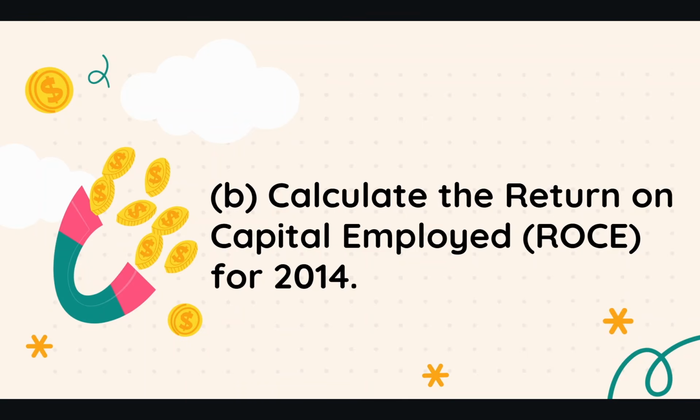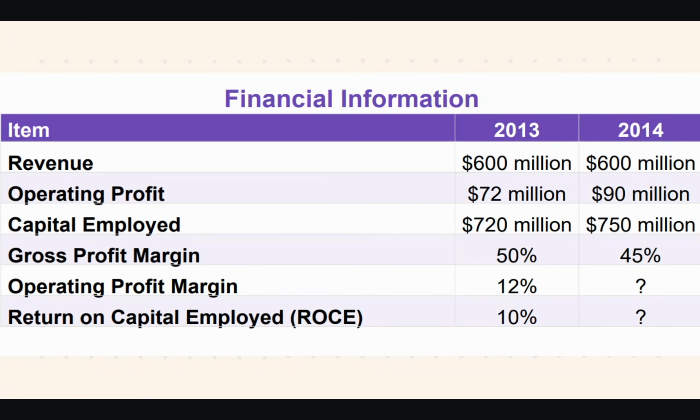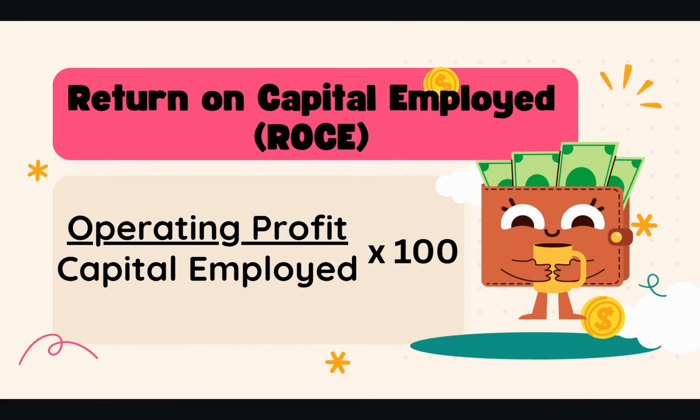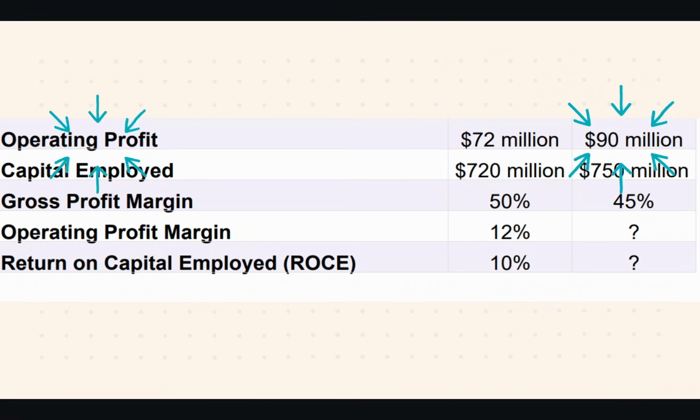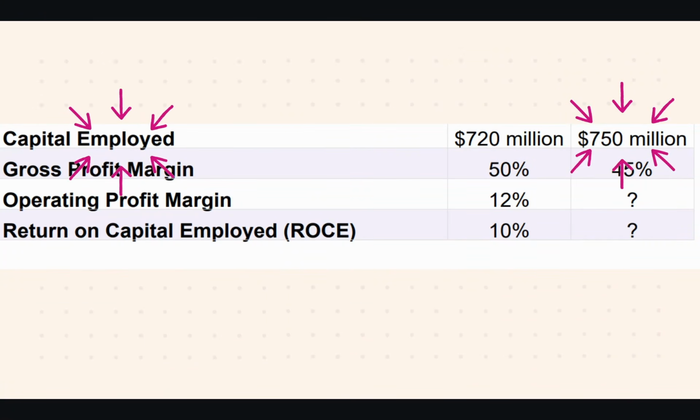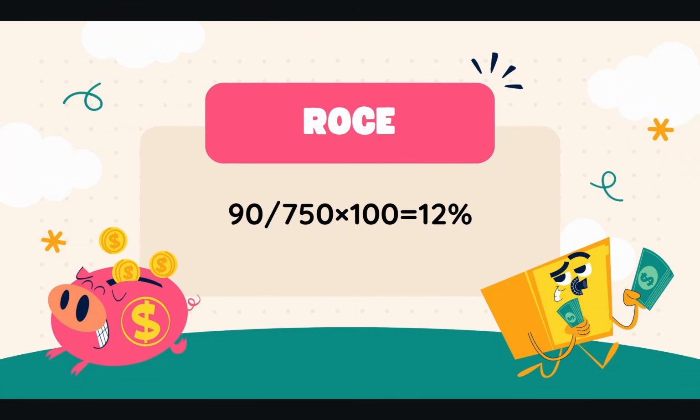Question time. Calculate the return on capital employed ROCE for 2014. Here is our table again with the information we're going to need. Here's the formula again for ROCE. Let's plug it in. So they give us the operating profit of 90 million and they give us the capital employed of 750 million. So the ROCE is 90 million divided by 750 million times 100, which gives us 12%. Operating profit divided by our capital employed times 100.